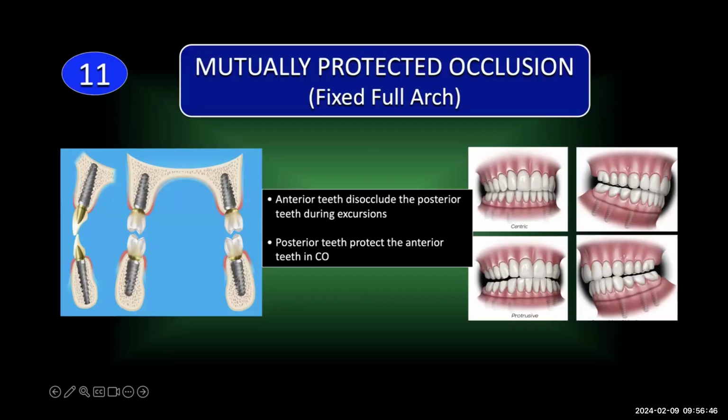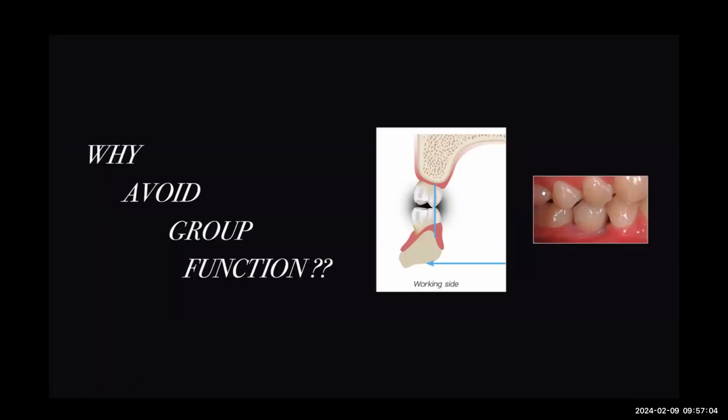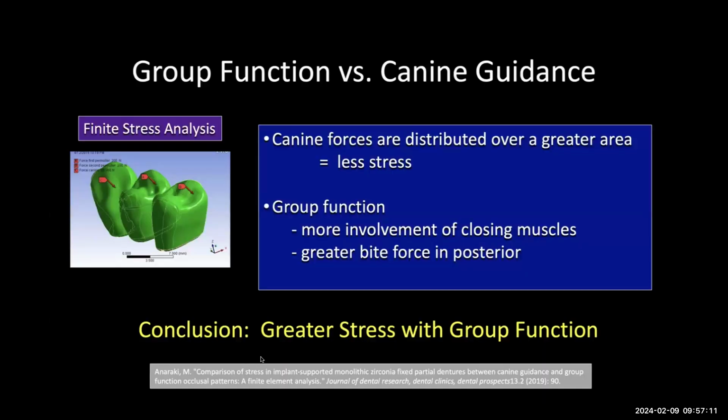And then we'll talk a lot about what is called mutually protected occlusion. This is occlusion for any type of fixed prosthesis where the anterior teeth protect the posterior teeth by discluding them. The posterior teeth in centric prevent any touching of the anterior. And we'll talk a little bit about group function, where a lot of people still use group function. However, the studies are not good. Group function involves more of the muscle activity.